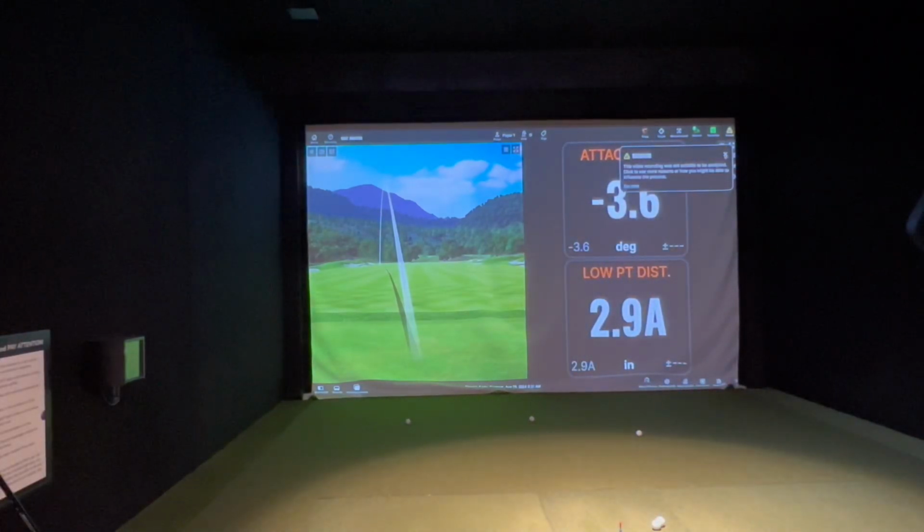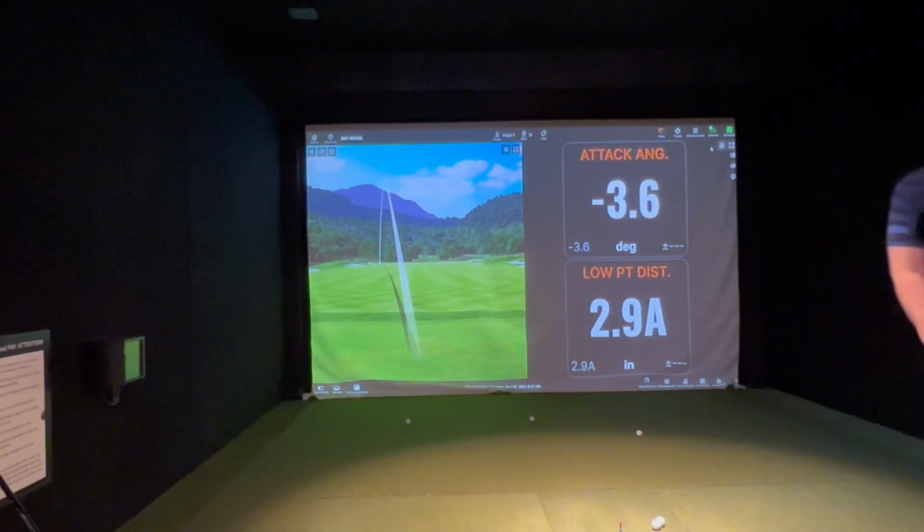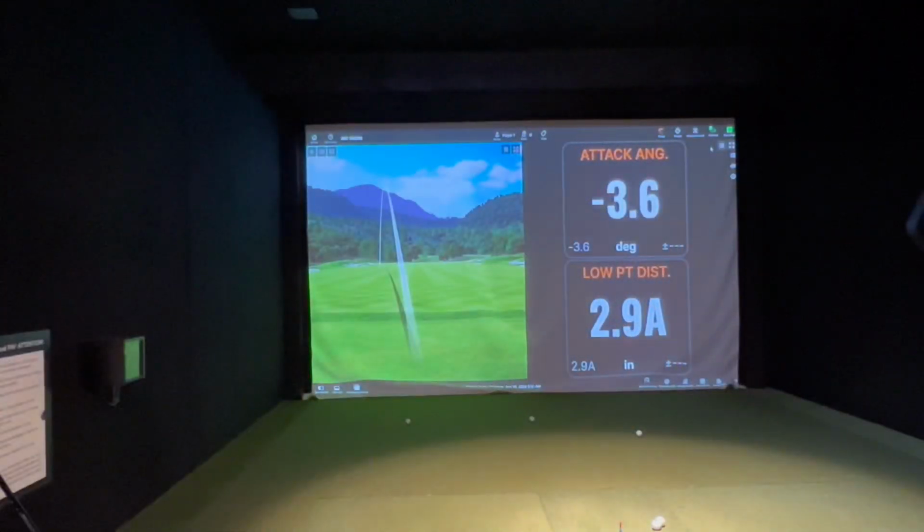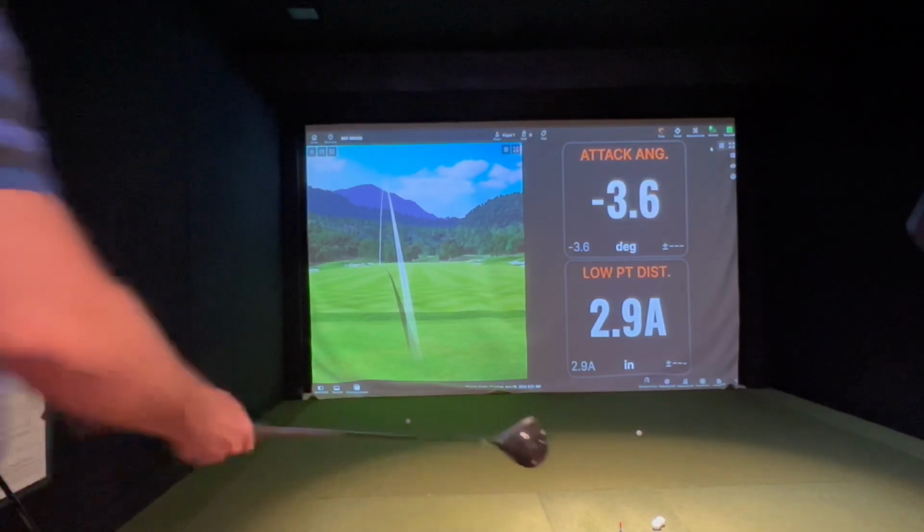I'm going to switch over to driver. And let me just quickly, bear with me here. I'm just going to grab a driver that is not loose. I don't have a wrench just sitting next to me.